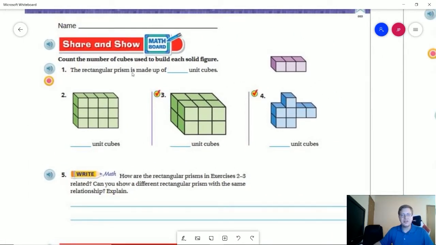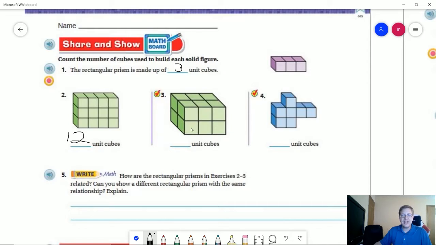So a rectangular prism shown here is going to be made up of 1, 2, 3 unit cubes. So for this one, number 2, we are going to end up with 3 times 4, and we don't have this extra width coming out like we have in number 3. So I'll kind of show you how that works in just a moment. So we're going to just have 12 unit cubes for this one.